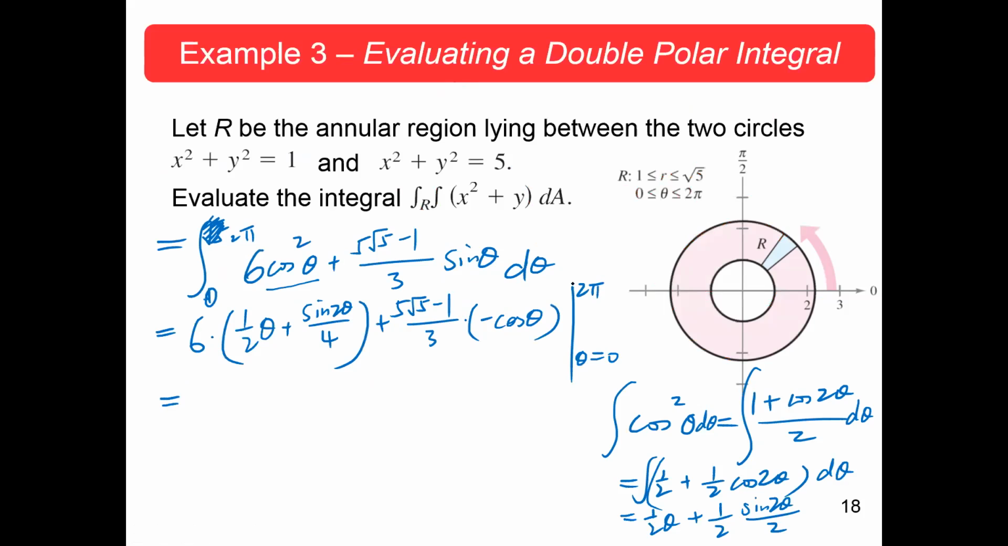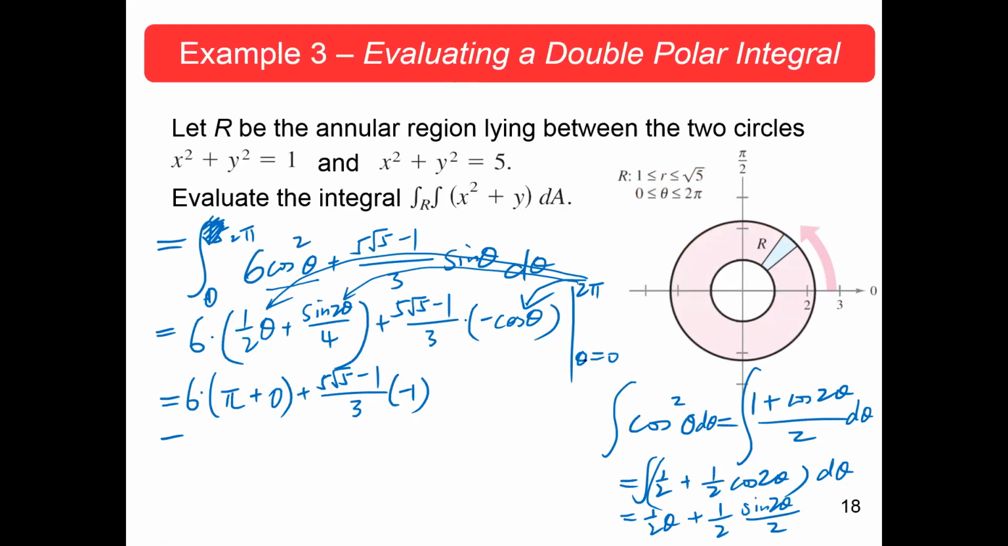Okay, let's see what we get if you plug 2 pi in. So we should have 6 times 1/2 times 2 pi, which is 6 pi... I mean, pi times the coefficient, and plus sine of 4 pi, which is 0, right? So 0 plus 5 root of 5 minus 1 over 3 times negative cosine 2 pi. What's negative cosine 2 pi? It is -1. Correct, -1. All right, so that's what you get when you plug 2 pi in.